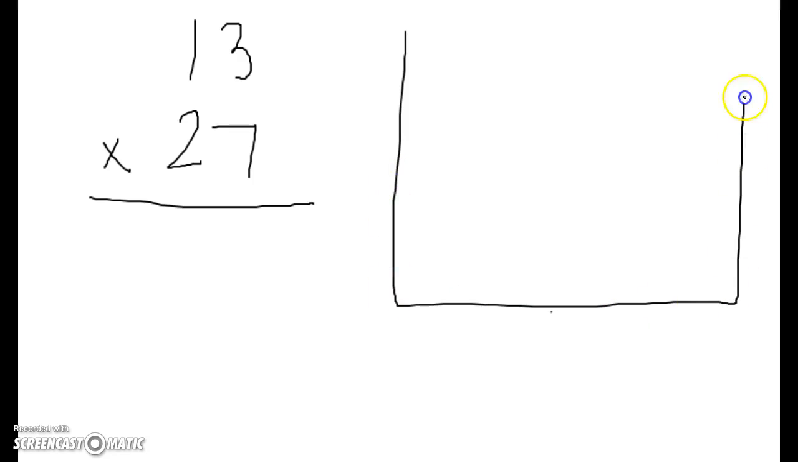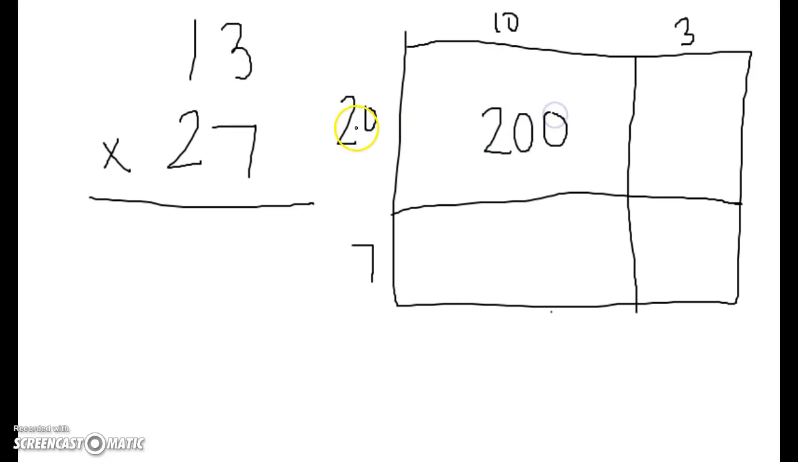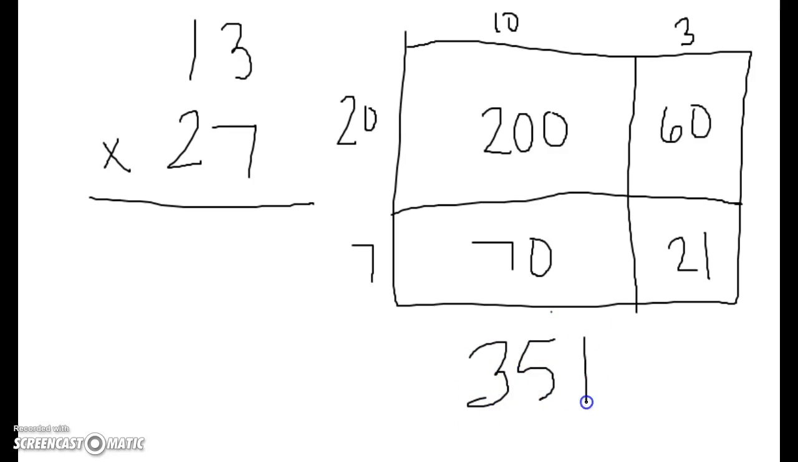Let's draw our box here. And break this up into 10 and 3, and break this one up into 20 and 7. 20 times 10 is 200. 20 times 3 is 60. 10 times 7 is 70. And 7 times 3 is 21. When I add all these things up together, I get 351. So I can see how I'm seeing an area, I'm seeing groups, I'm seeing what multiplication is actually doing for me.